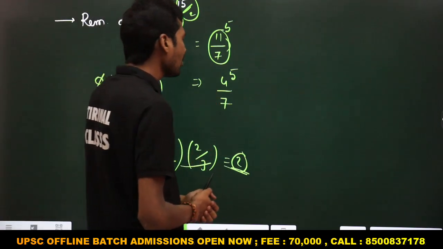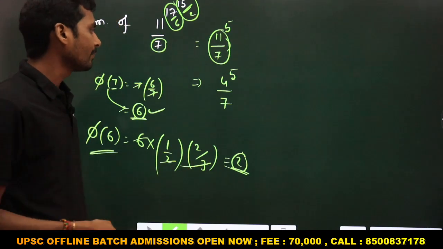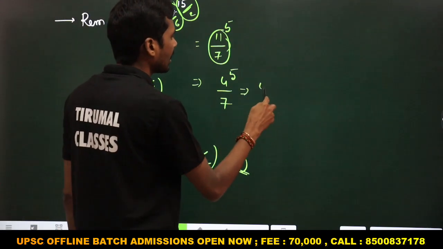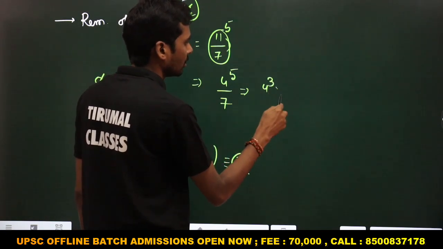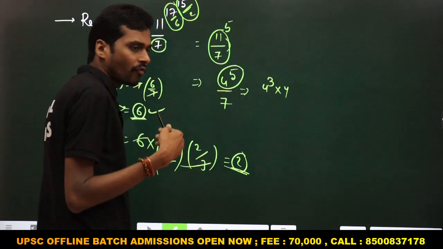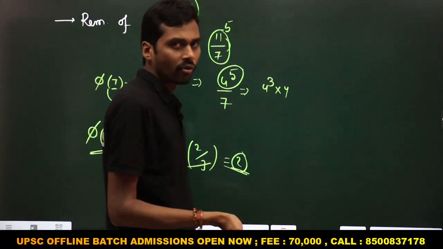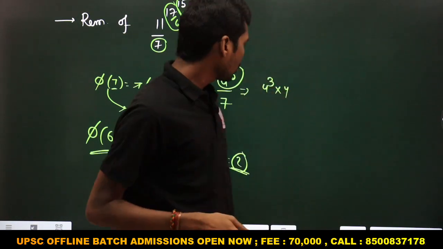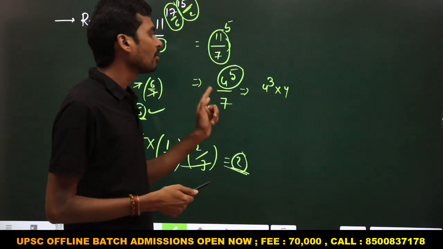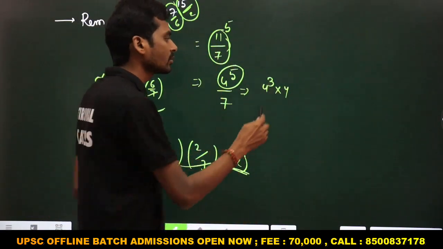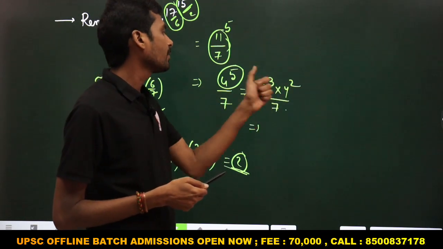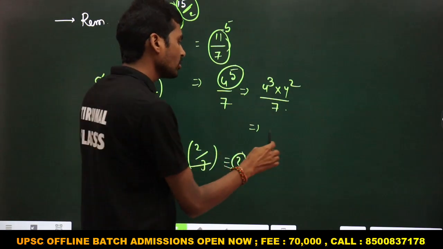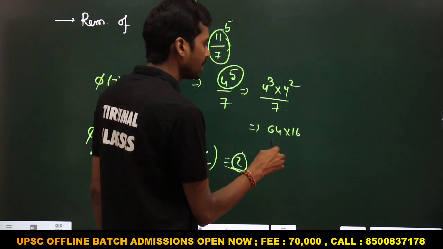When I have 4 to the power of 5, I can break it up however I wish. Suppose I break it like 4 cube into 4 square, or 4 to the power of 5 is 1024, which is nothing but 2 power 10. Or otherwise you can break 4 to the power of 5 like 4 cube into 4 square by 7, because you know the rule that when the bases are the same, the powers are added. So 4 to the power of 3 plus 2 is 5. 4 cube means 64 into 16 divided by 7.